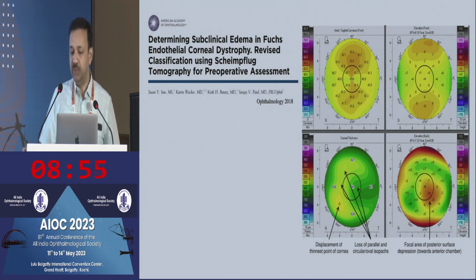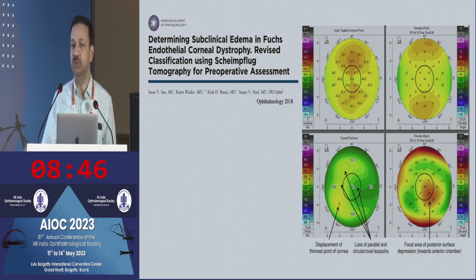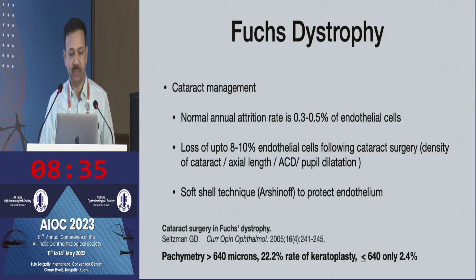Corneal tomography can help identify early Fuchs dystrophy, not only by looking at the increased thickness, but also if you look at the posterior elevation map, you will see a posterior depression. This is because when the cornea starts becoming edematous, it affects the posterior corneal curvature much before it starts showing up the microcystic edema.